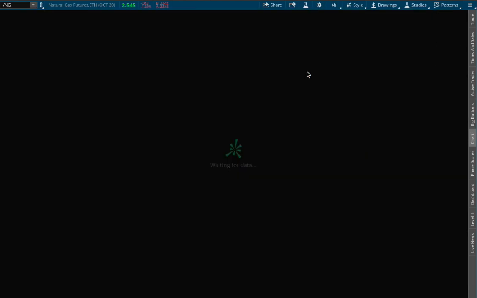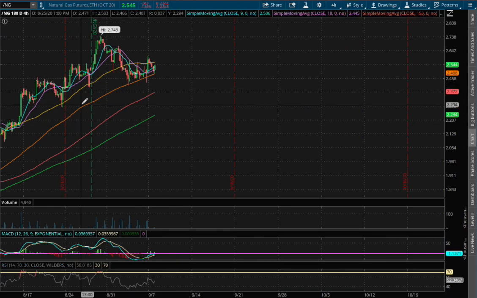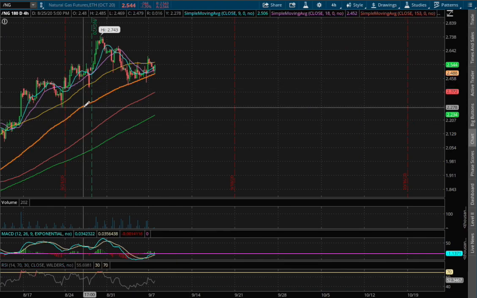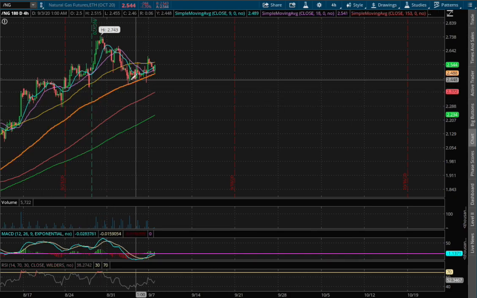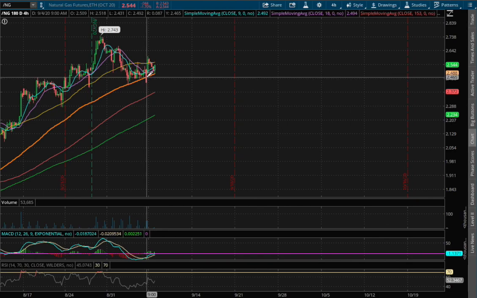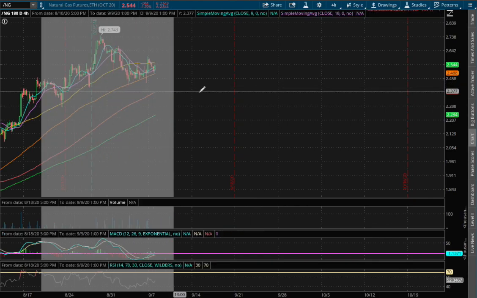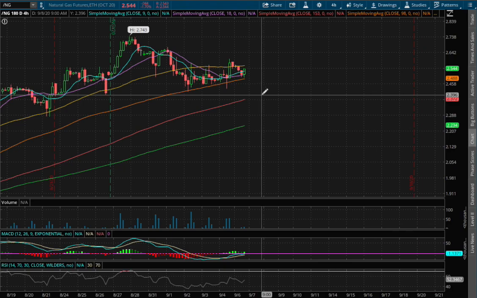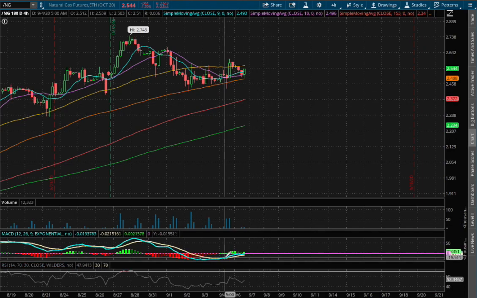$2.56. As for the 4-hour chart, what we have here, we are testing right along the 100 moving average, this orange line, which is acting as our decent support as indicated back on September 2nd as well as September 4th. So that will remain as our immediate support, and at the moment we have now reached closely to a positive MACD.